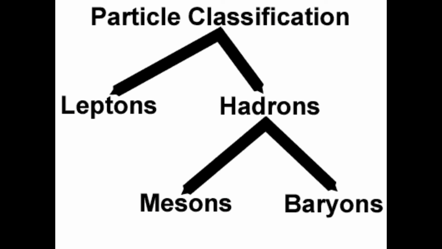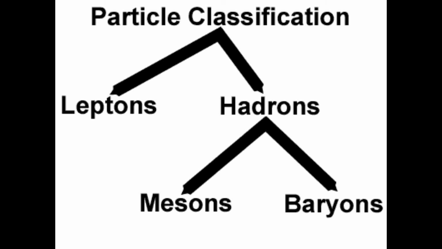Now, all of matter is made of 2 types of components, hadrons and leptons. Hadrons are made of quarks. They can interact via the strong nuclear force, electromagnetic force, and decay via the weak interaction. There's also leptons, which aren't made up of quarks, and they can only interact via the weak force and electromagnetic force.